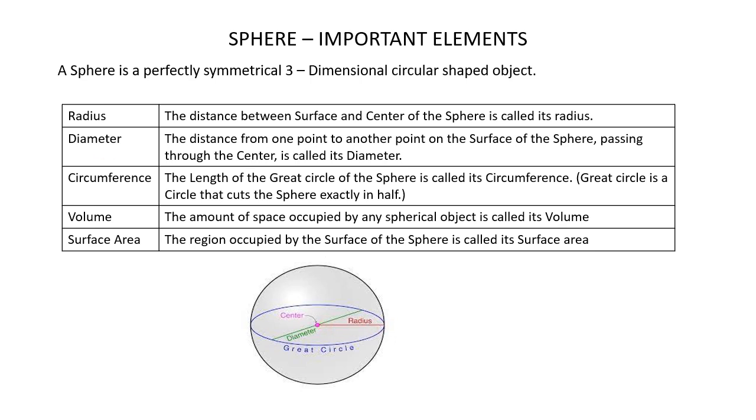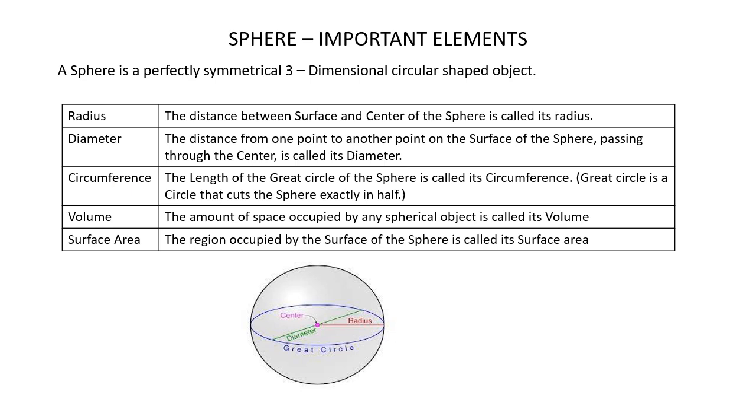Diameter. The distance from one point to another point on the surface of the sphere passing through the center is called its diameter. Now in this diagram, this is one point on the surface of the sphere and this is another point on the surface of the sphere. So this distance from one point of the sphere to the other point on the surface of the sphere passing through the center of the sphere is called the diameter. So the diameter passes through the center of the sphere and connects one point on the surface of the sphere to another point on the surface of the sphere.